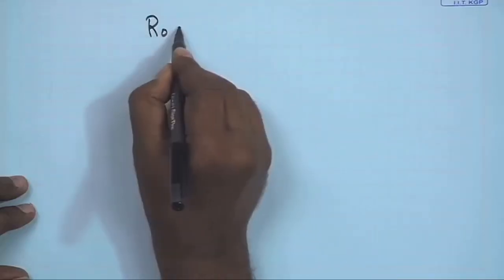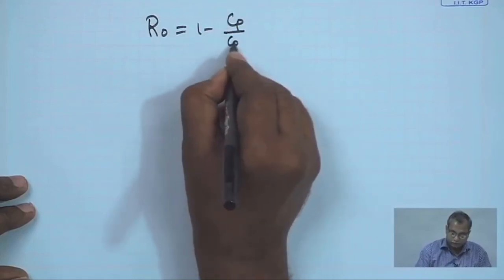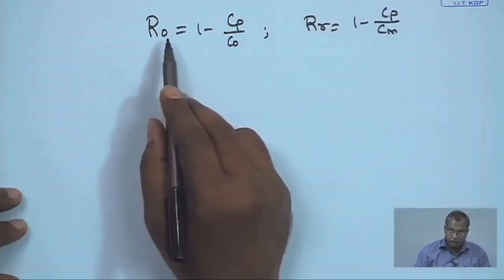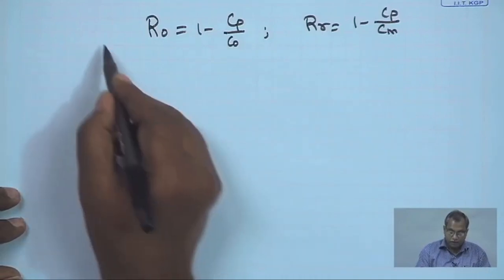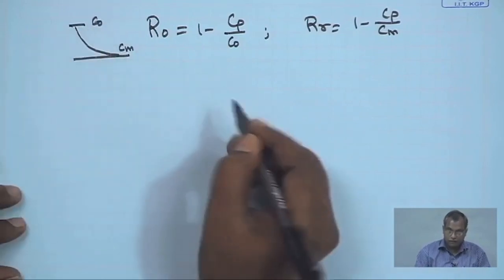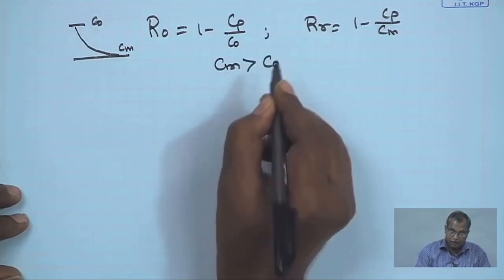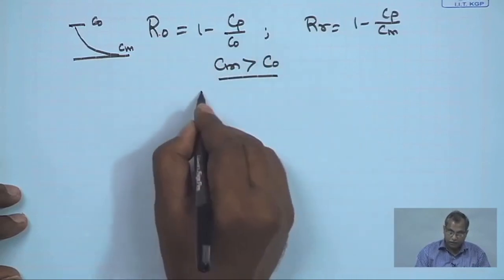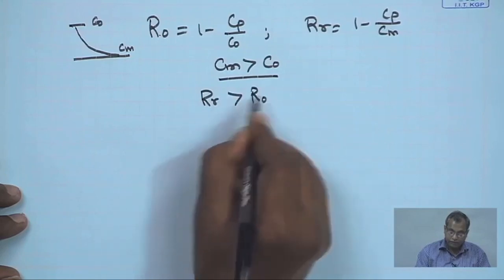If you conduct an experiment under that controlled environment, then the observed retention will tend to the real retention, so that is how the real retention is measured. If you compare the value of the observed retention and the real retention, as we have described earlier, the concentration on the membrane surface will be more than the concentration in the bulk. Therefore, Cm is greater than C naught. If you do a mathematical manipulation with this relationship between R naught and RR, you can find that the real retention will always be greater than the observed retention.